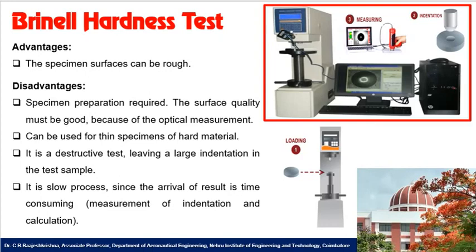Since you are applying the indentation on the surface, you are having some mark on the surface. That's why the Brinell hardness test is classified as a destructive test. Also this test is one of the slowest processes. It is time consuming, because you apply the load for a certain time and remove it, then take the material, use the microscope to measure the diameter of the indentation, then apply the formula and get the result. Since this is a long process, we can say this method is time consuming.